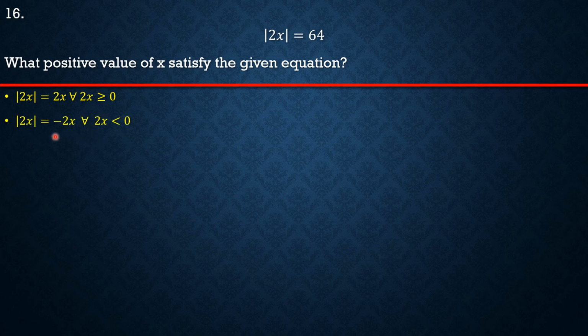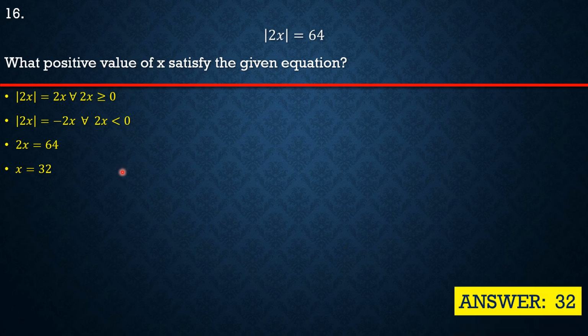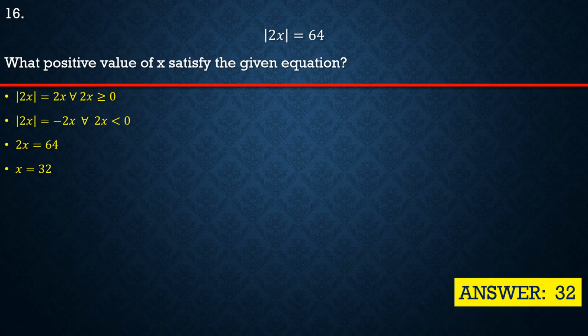All right, so to continue the definition of the absolute value function, the absolute value of 2x is also -2x for all 2x less than 0. So we are looking for what negative value of x satisfies the equation. Then we are going to let this absolute value of 2x be -2x, right? In this case we are looking for a positive value, so we are going to use this. So 2x has to be 64, and then our x has to be 32. So our answer is 32. So you are going to grade that in, right?